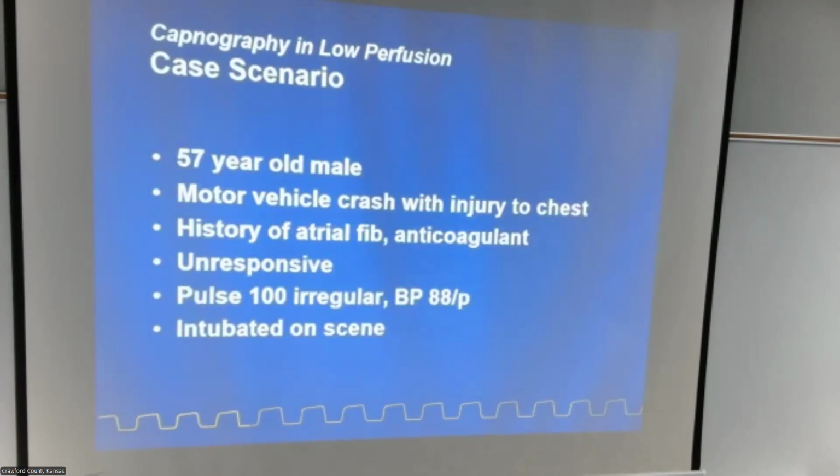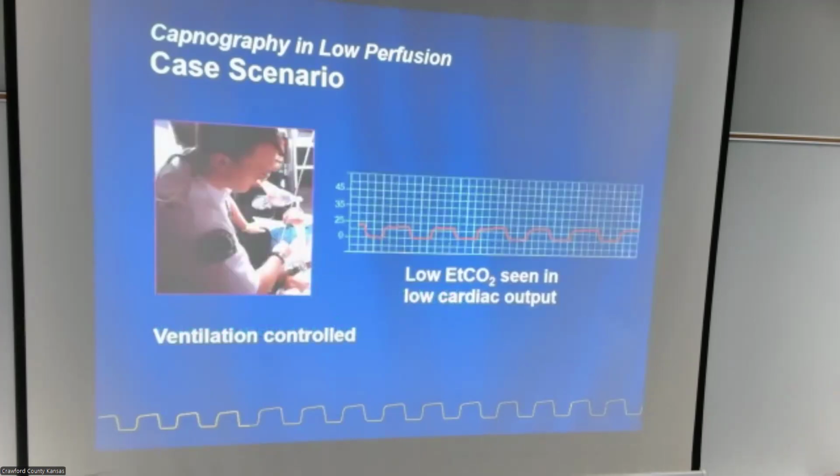So in another scenario, 57-year-old male, motor vehicle crash. He has injuries to his chest, history of AFib, on an anticoagulant, unresponsive, pulse is 100 irregular, BP is 88 over palpation. This patient's intubated on scene. Here's what you have. What do we need to do?